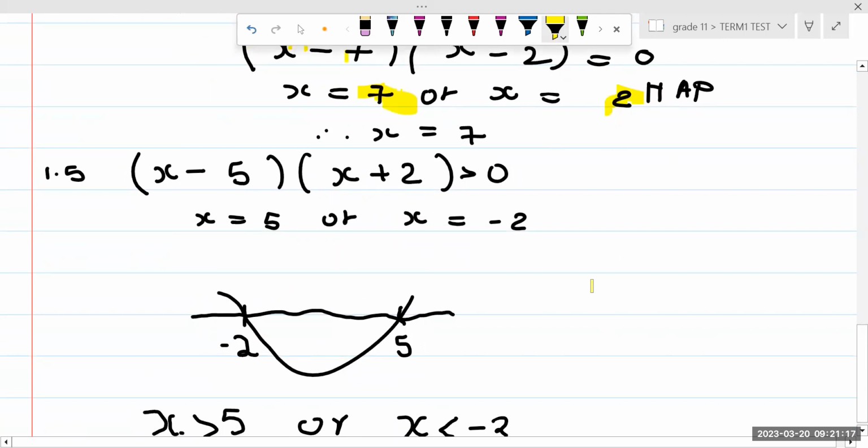So then the question 1.1.5, which is a quadratic, sorry, an inequality: x squared minus 3x minus 10 is greater than 0 again. Therefore, how would I factorize it?